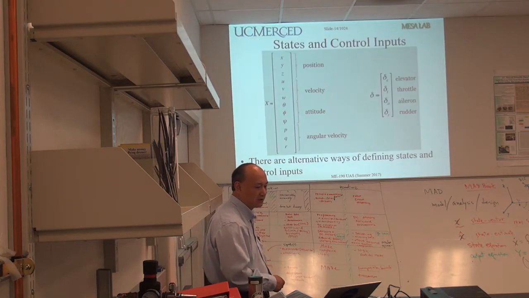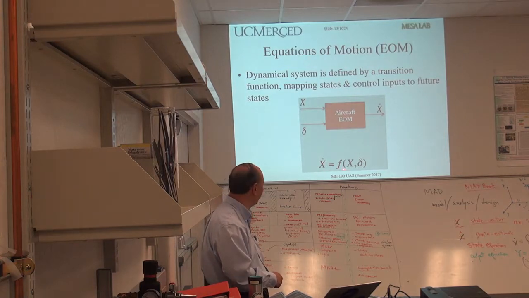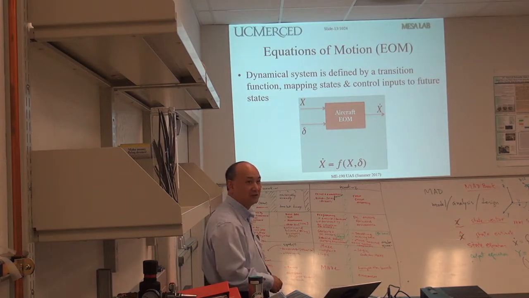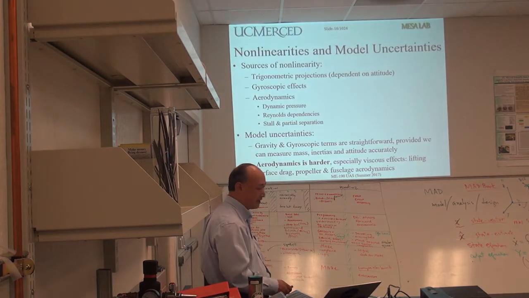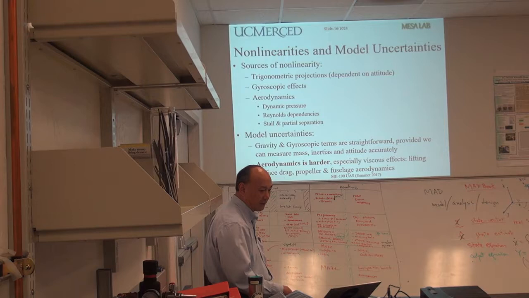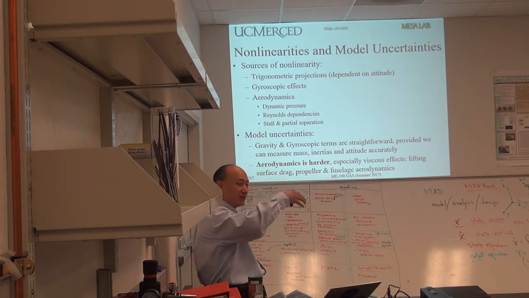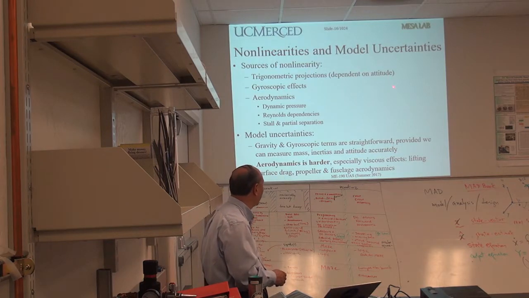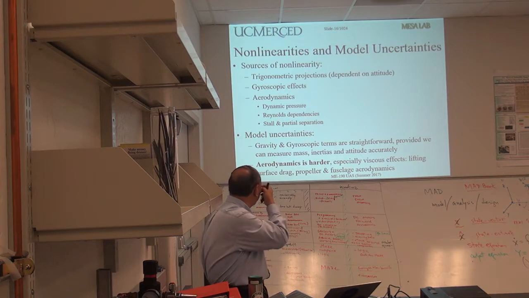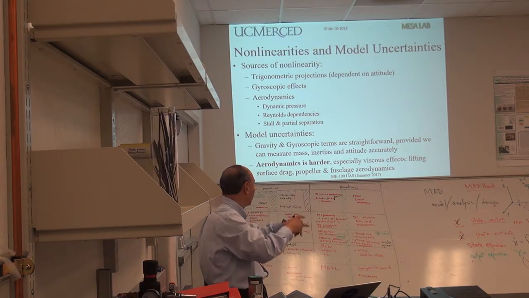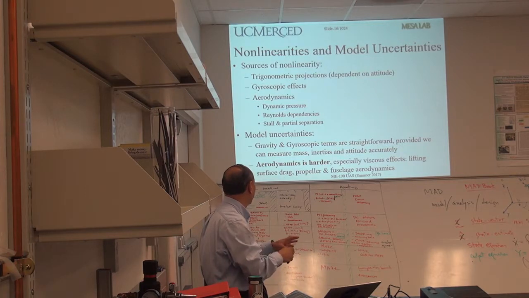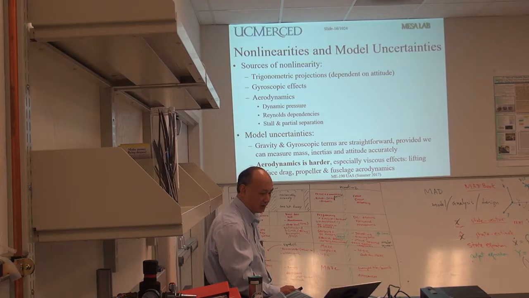Okay. So so far we talked about x and delta. What is this magic F? The F is very tough, actually. F actually includes nonlinearities and model uncertainties. So what are those nonlinearity sources? Trigonometry projection, okay? And that projection may depend on how high you are, the height. And the gyroscopic effect, the cross product, is nonlinear. Aerodynamics: low dynamic pressure, Reynolds number dependence, stall and partial separation of vortices, all these things are inherently nonlinear.